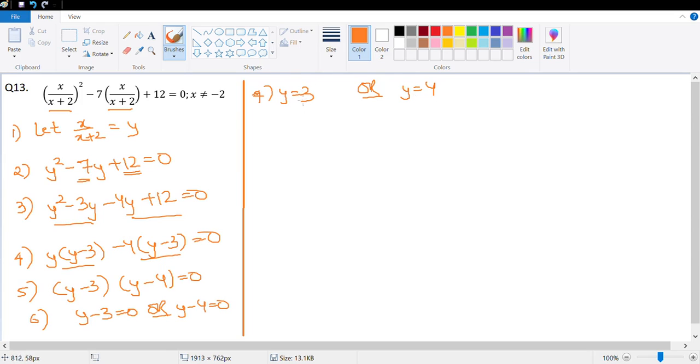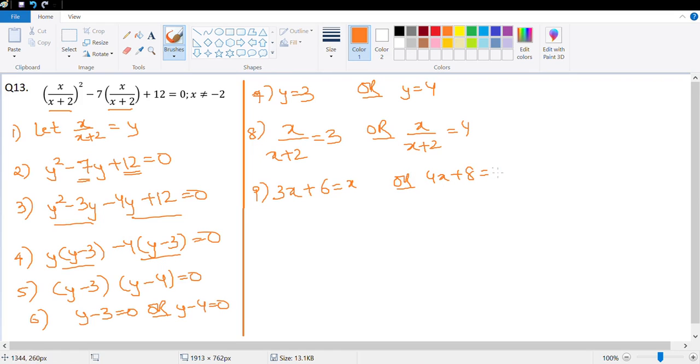Now that's not the variable given in the question. I have introduced a new variable on my own. Let's substitute it back. So x upon x plus 2 is equal to 3 or x upon x plus 2 is equal to 4. Let's cross multiply. So this gives me 3x plus 6 is equal to x or 4x plus 8 is equal to x. This gives us 3x minus x is equal to negative 6, or 4x minus x is equal to negative 8.